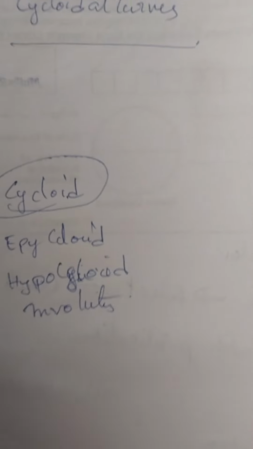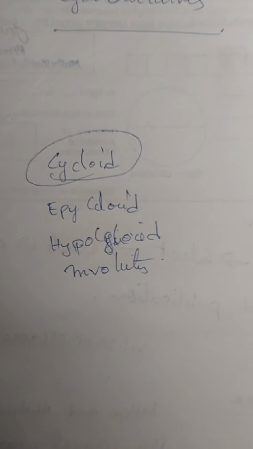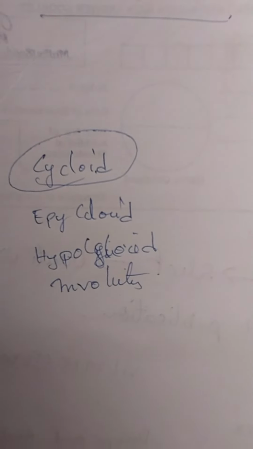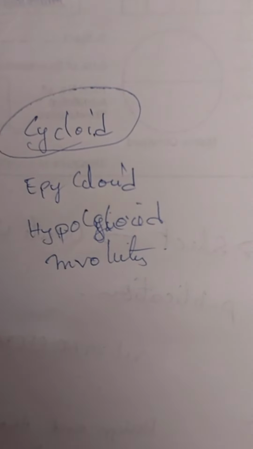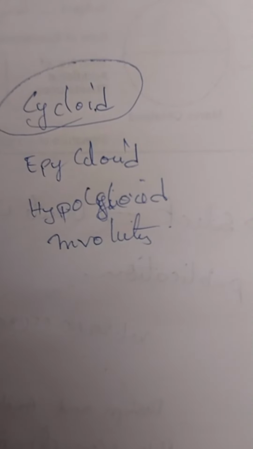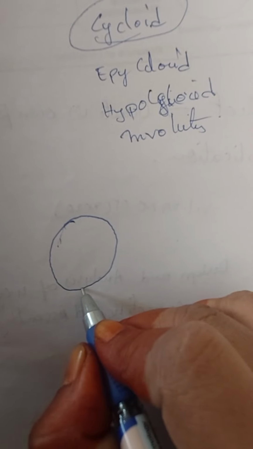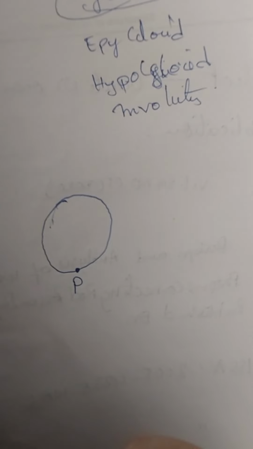So cycloid is the curve traced out by a point on the circumference of a circle when the circle rolls on a fixed straight line. For one complete revolution of the circle, we are going to trace the path travelled by the fixed point on the circumference of the circle. Let us see. So first, draw the circle and take the fixed point P on the circumference of the circle.